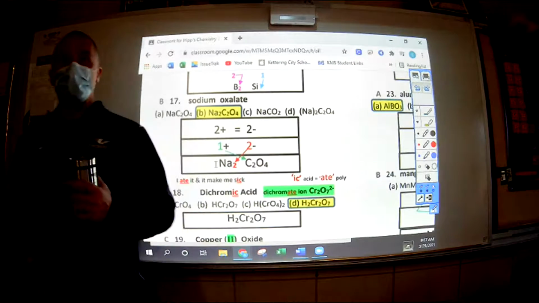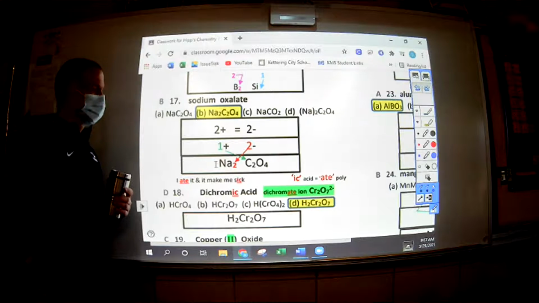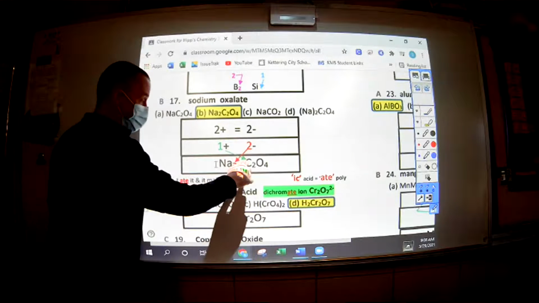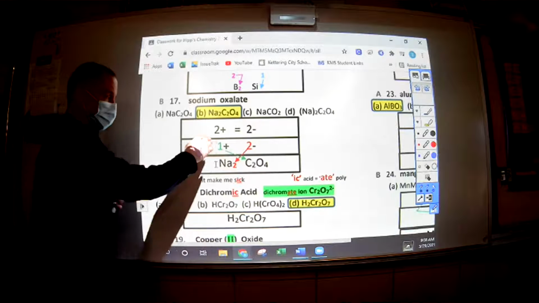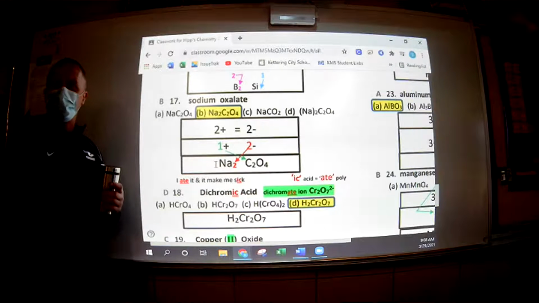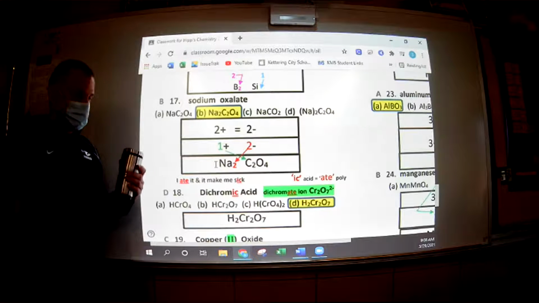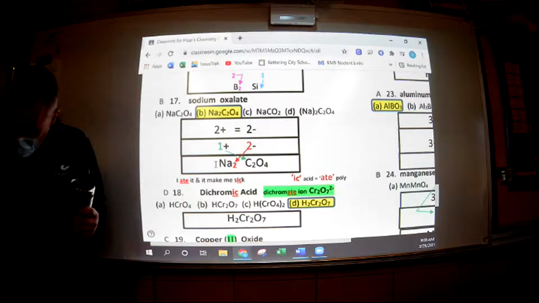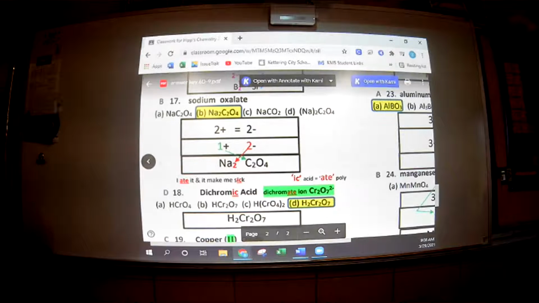Question on that one. Why don't I put parentheses around the C2O4? I'm bringing a number down to it. Why don't I put parentheses around it? Yeah, you don't have more than one of those. You only use parentheses when you have more than one of those.